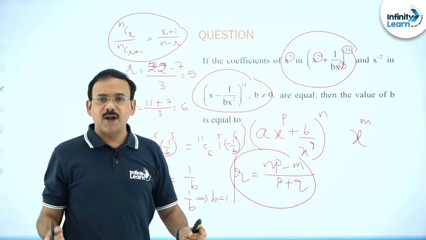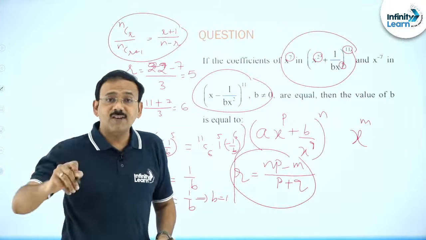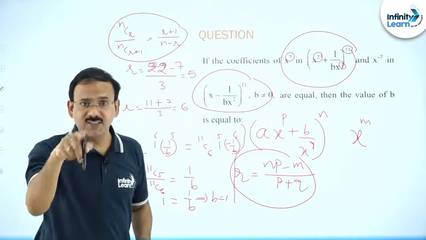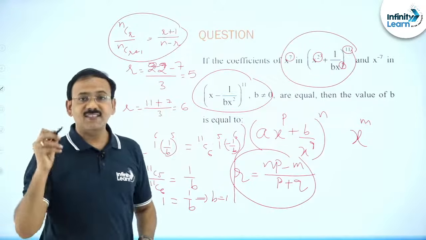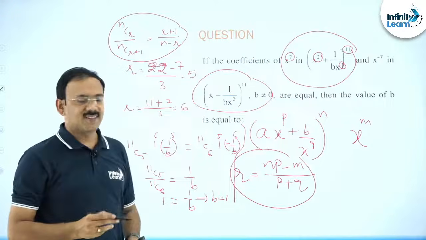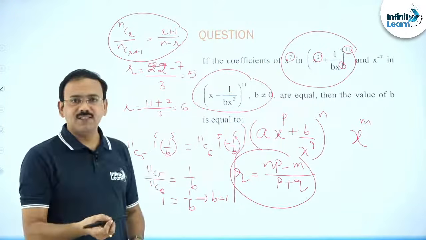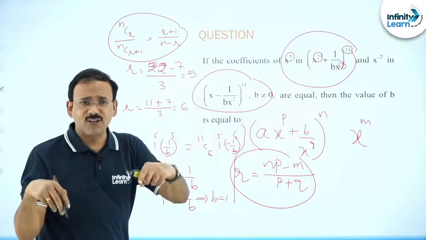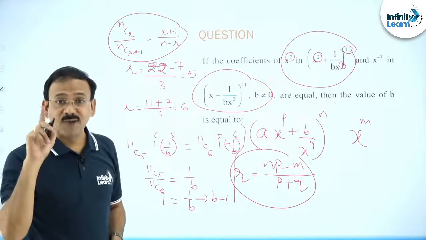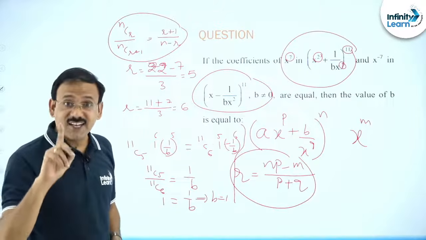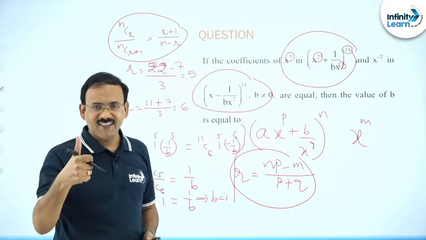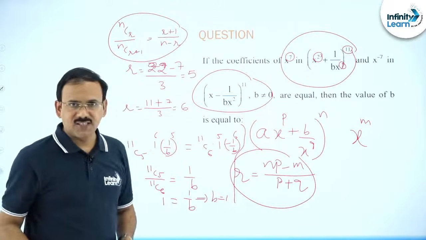Among many binomial coefficient properties, the most important one which we use very frequently is this. You must remember this, friends. nCr by nCr plus 1 is (r plus 1) by (n minus r). For 11C5 by 11C6, you should not write 11 factorial and so on. Apply the formula. The formula is important, the shortcut is important. Hope you are all following, dear students. Shall we move to the next question?